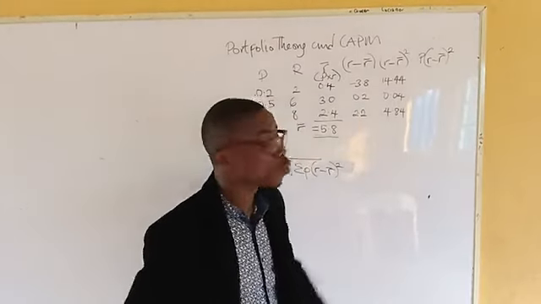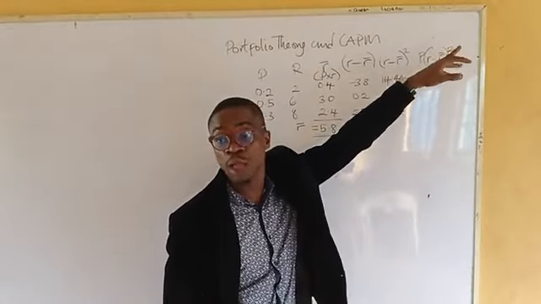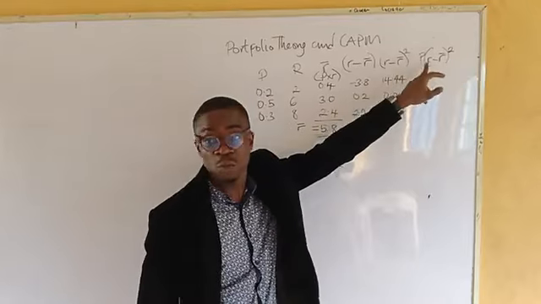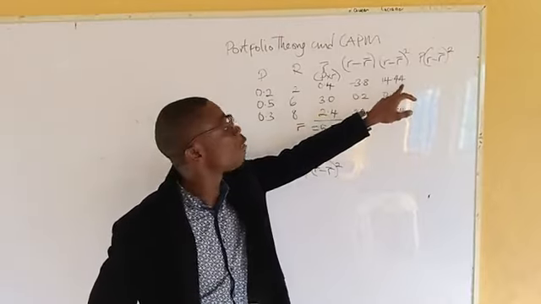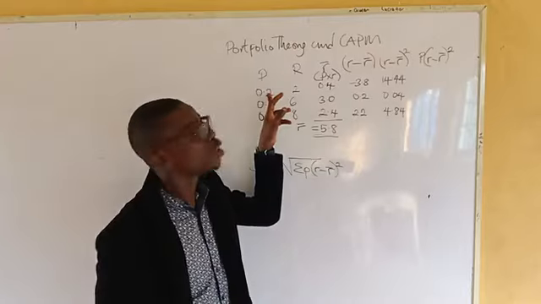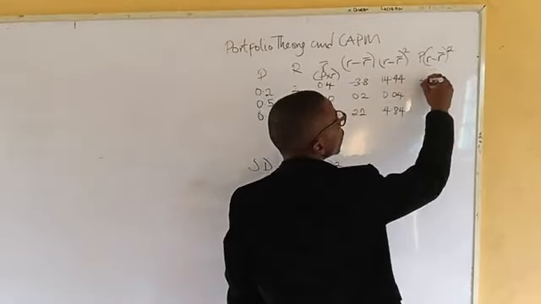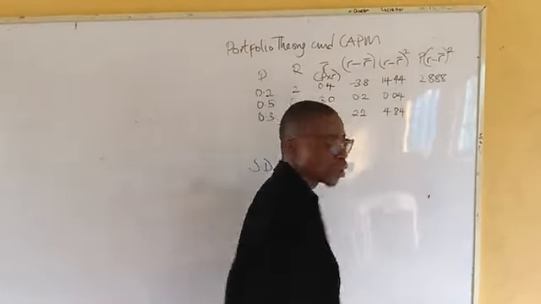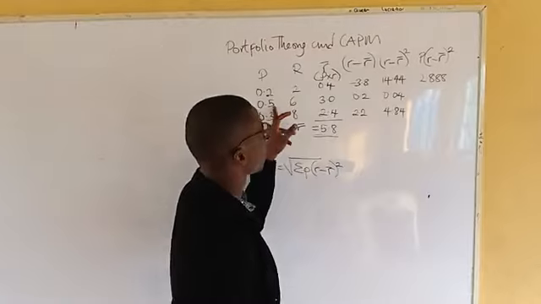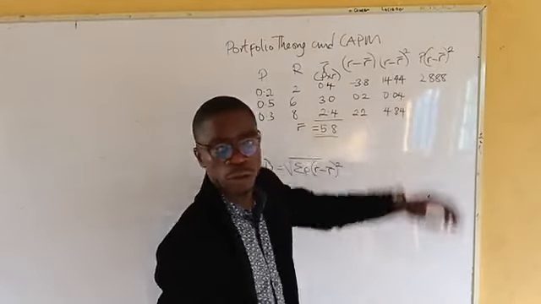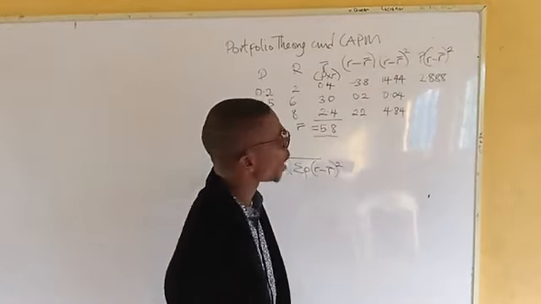So let's continue now. So let's put P now. You know we have gotten our R minus R bar raised to power 2. Now let's add P. It means 14.44 times what? What's our P? 0.2. That will give us what? 2.888. Okay, it's still the same. 0.5 times 0.04. Don't forget we are following this. What would that give us?